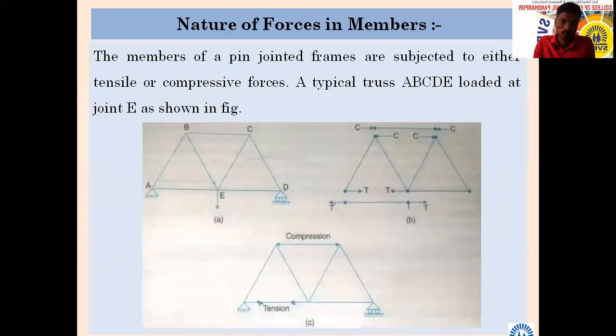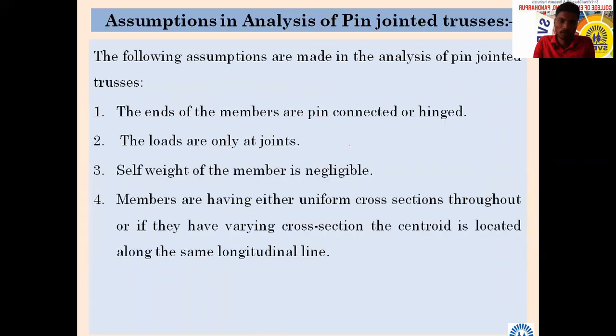Okay, are you with me? Only 4 assumptions are there. Ends are hinged or pin connected. Then loads are only at joints. Self weight is negligible, and members have uniform cross section. Are you with me? Yes, sir.